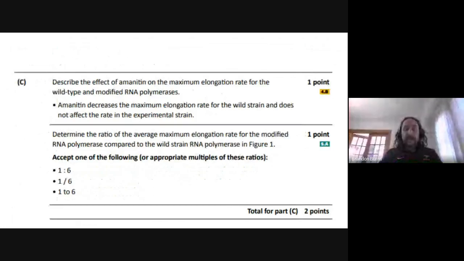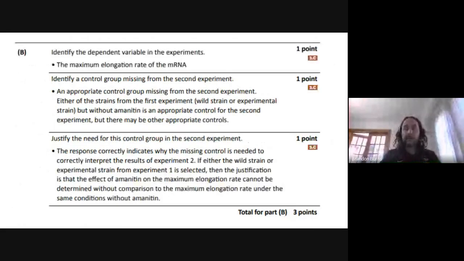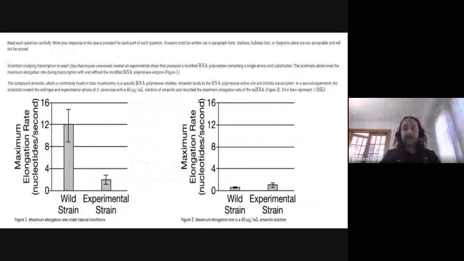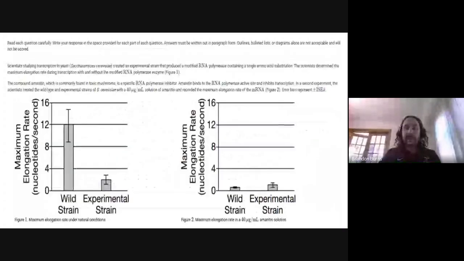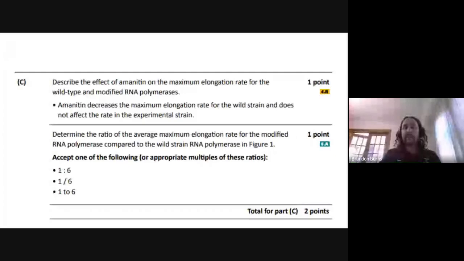Question C, describe the effect of amanitin on the maximum elongation rate for the wild type and modified RNA polymerases. Again, this one only requires you to interpret the graph, right? So we're trying to talk about what amanitin does on the wild type and modified, and the answer is it decreases the maximum elongation rate for the wild strain and does not affect the rate in the experimental strain. Again, you would have needed both of those points to earn the point because it asked you to talk both about the wild type and the modified RNA polymerase. So you needed to address both.